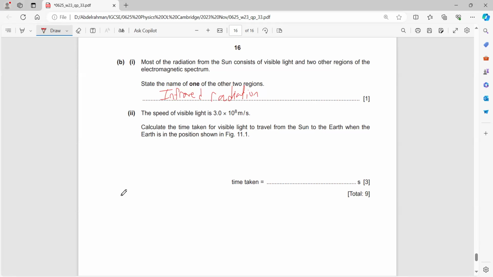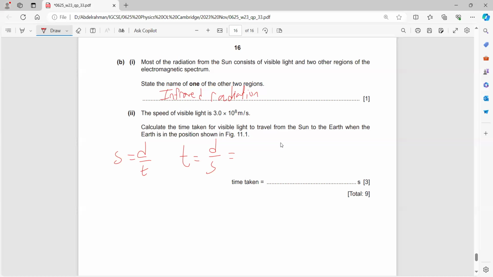The speed of visible light is 3 times 10 to the power of 8. Calculate the time taken. Speed equals distance over time, so time equals distance over speed. Correct, distance over speed.